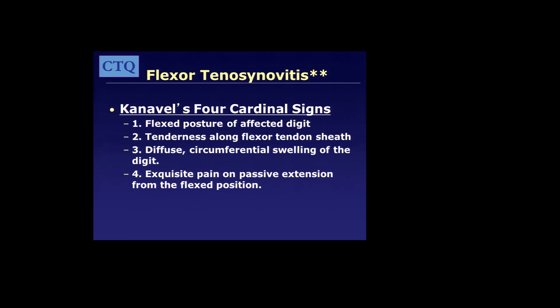Infection of the flexor tendon sheaths, flexor tenosynovitis, is diagnosed using Kanavel's four cardinal signs. One is a flexed posture of the affected digit. Two is tenderness along the flexor tendon sheath. Three is the sausage finger, or diffuse circumferential swelling. And finally, passive extension of the flexed finger can lead to a significant amount of pain.